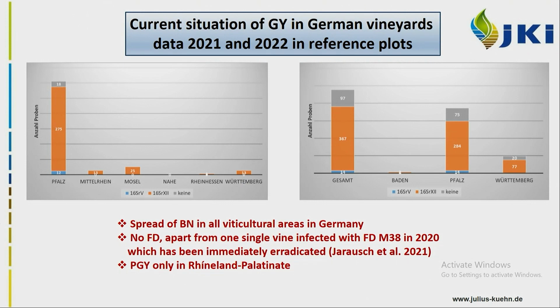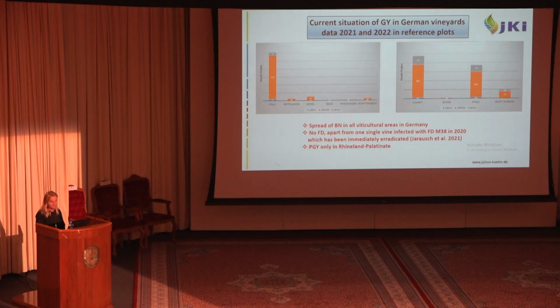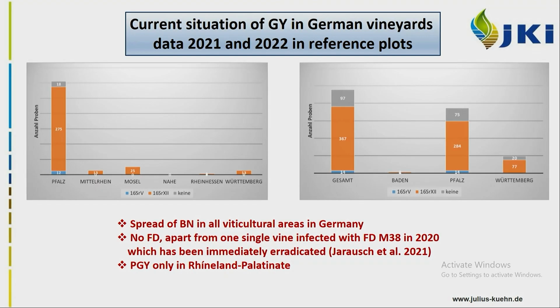For this project, we collected data in 2021 and 2022 in reference plots in different viticultural areas in Germany to evaluate the current situation of GY, grapevine yellows, in German vineyards. Summarizing the results of these two slides, we have a spread of Pinot Noir disease in all viticultural areas in Germany. We have so far no FD sensu stricto, apart from one single vine infected with the FD type M38 in 2020, which was immediately eradicated. And the non-epidemic variant of FD phytoplasma, the Palatinate grapevine yellows, is so far only present in our region, Rhineland-Palatinate.